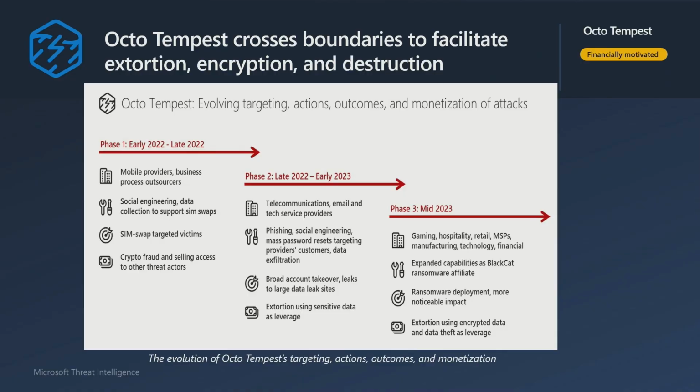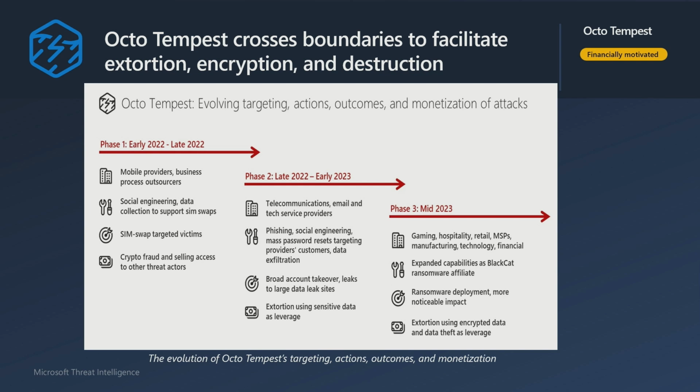We've also seen them evolve over the years. So in early 2022, Microsoft saw Octotempest monetize their intrusions for the first time by selling SIM swaps to other criminal groups. And they conducted social engineering and data collection in order to facilitate these swaps. We did see them perform some account takeovers and steal cryptocurrency towards the end of that period. And they sold access to the cryptocurrency to other actors.